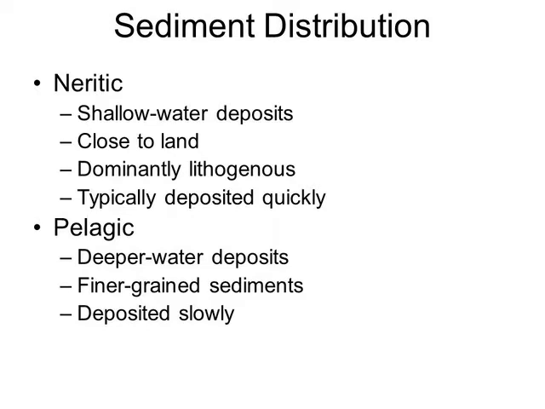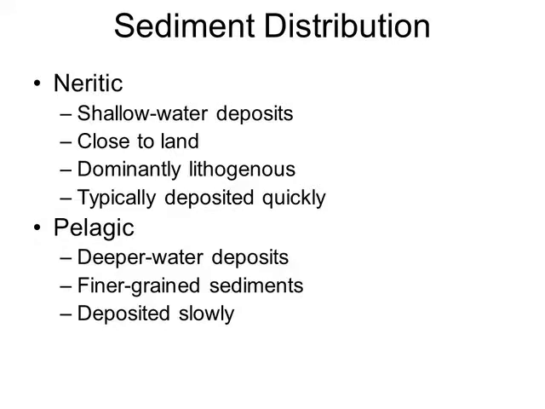Now, in the ocean, you have two different ways in which sediment can be distributed. You can have neritic, or you can have pelagic. So neritic are regions near the coastline, so your continental shelf region, or your continental margin, I should say. And these are shallow water deposits. They are close to land and are predominantly lithogenic in nature. And they will deposit quickly because they tend to be larger grain, larger in size.